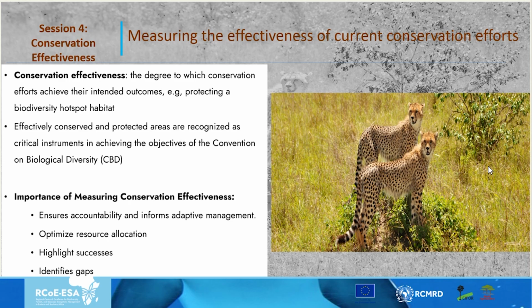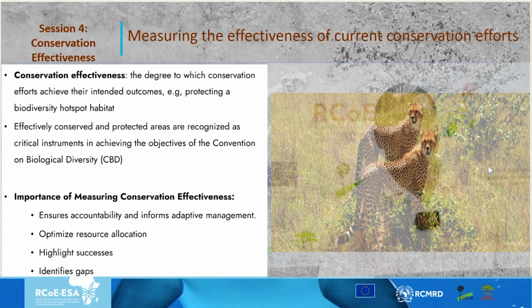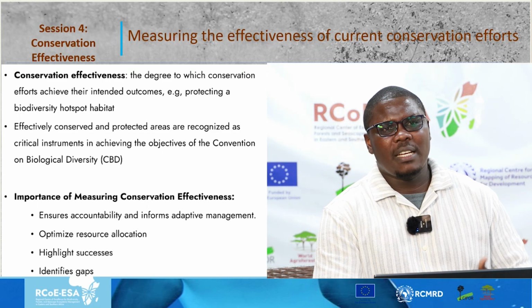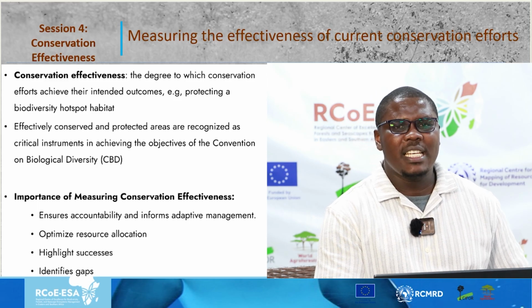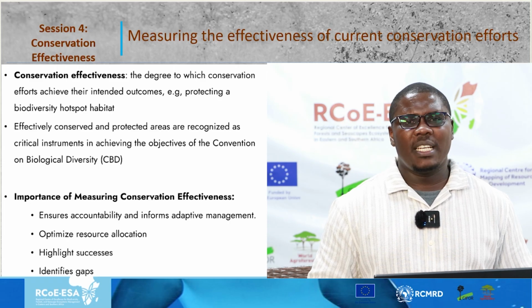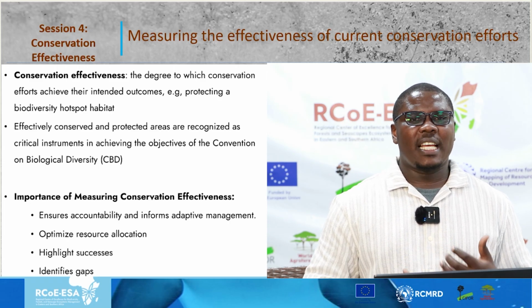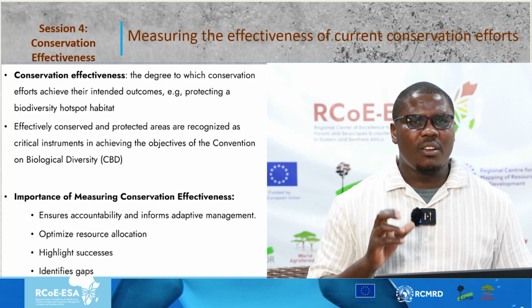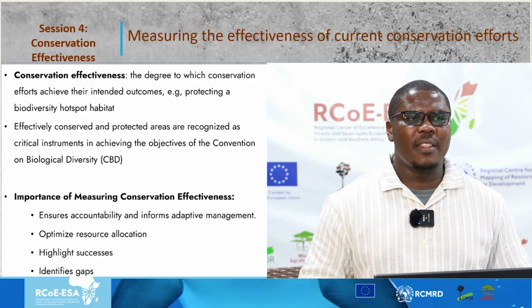So in this aspect, once you've identified an area and set it as a conservation area, you also need to track the effectiveness of that conservation. So we've prioritized an area and we've come to agreement that this area needs to be under conservation. Once it's put under conservation, we also need to track and see if the conservation is effective or not. We check the degree to which the conservation is meeting or achieving its objective.